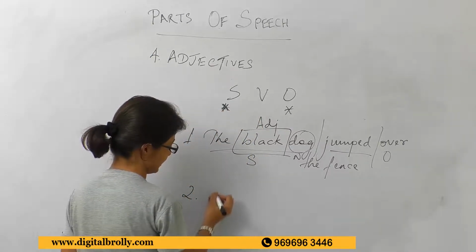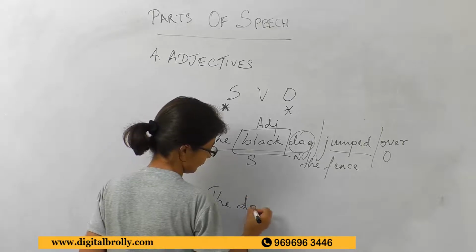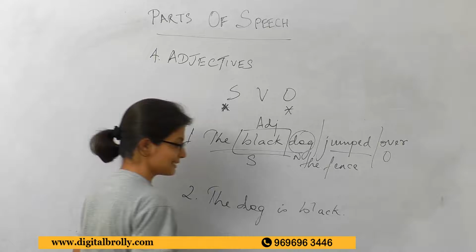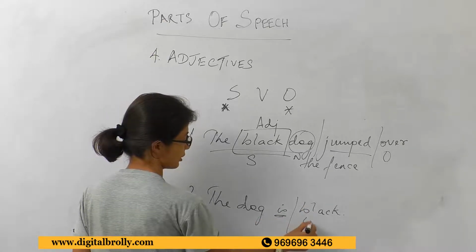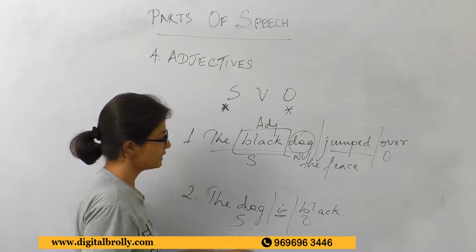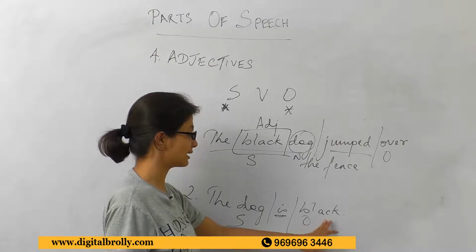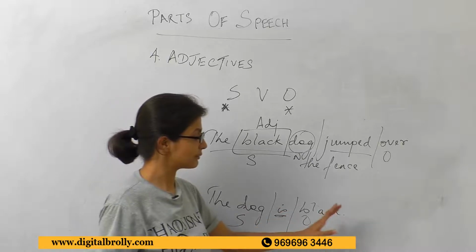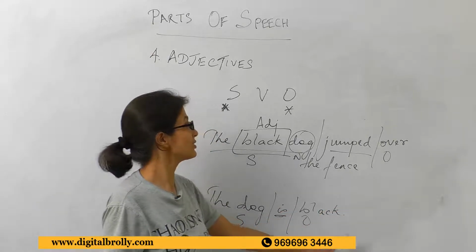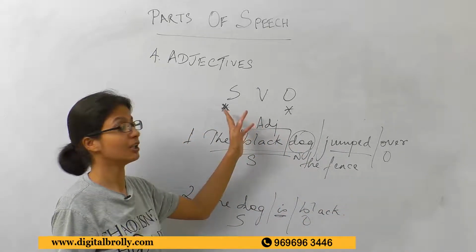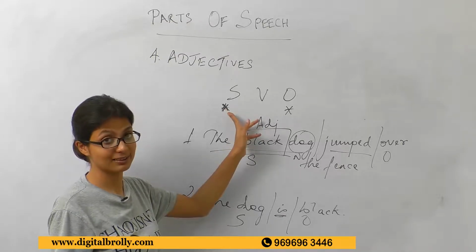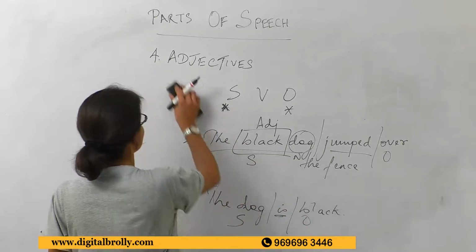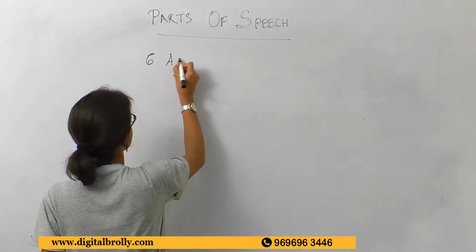The second example is the dog is black. In this sentence, this being your verb, this is your object and this is your subject. And here the word black, which is an adjective adding information to the dog, which is a noun, is placed in the object position. So that is why your adjectives can appear before the noun in the subject position or in the object position. Now let us look at adverbs.